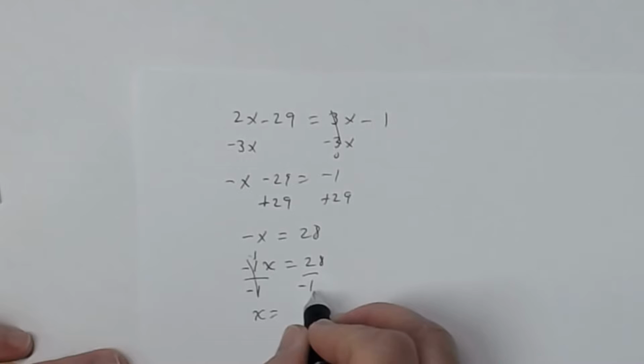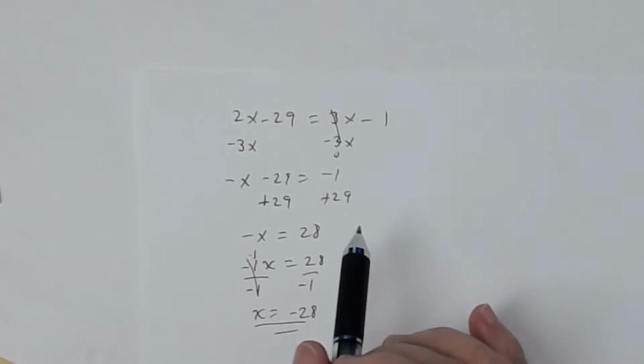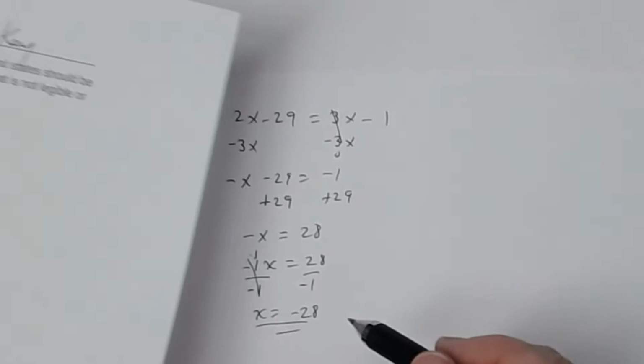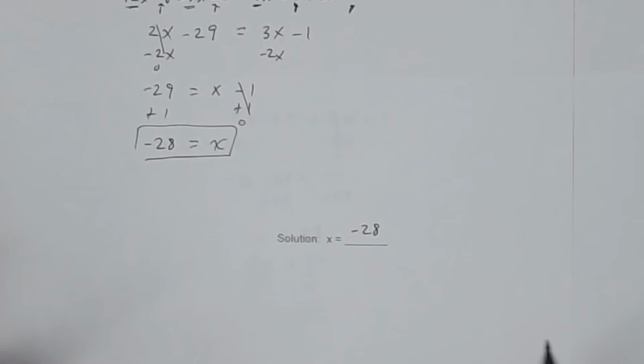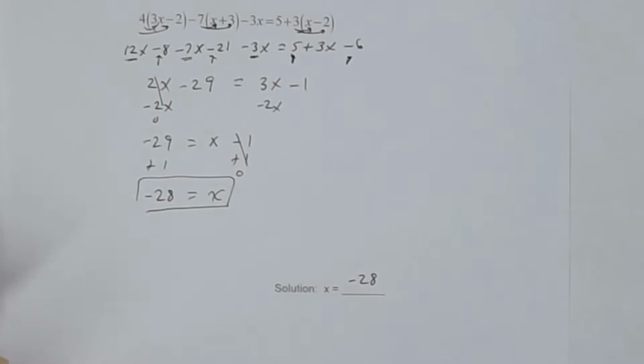And a positive 28 divided by negative 1 is a negative 28. So it did not matter whether you brought the variables to the right or the variables to the left. You still get, in both cases, the same solution. X is a negative 28. Okay? All right, now let's look at number 2.